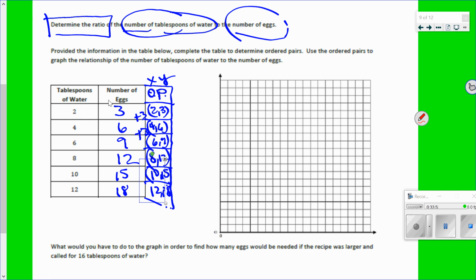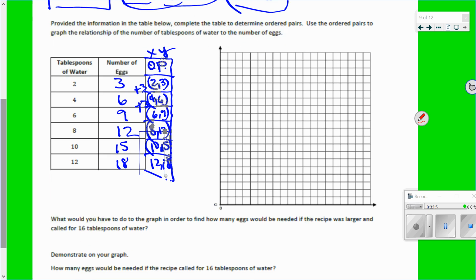All right, let's look at our graph. Remember the things we have got to put on our graph. What's the first thing? Origin. Oh, title. Okay, what can we title this? Eggs eaten. Number of eggs. All right. We've got our origin.